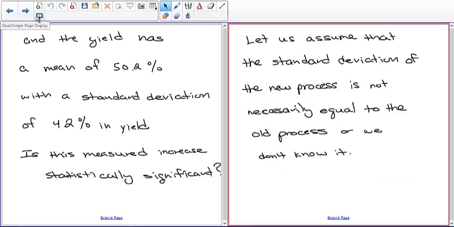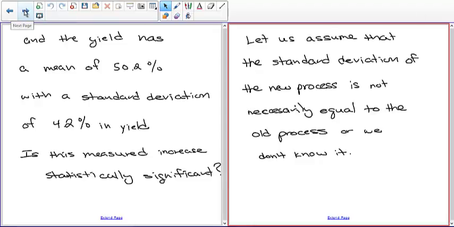And what we're going to do is we're going to assume that the standard deviation of the new process is not necessarily equal to the old process, or we don't know what it is. We don't know what the old standard deviation is. All we know is what the standard deviation is from our 20 measurements that we just did. We do know the previous mean, but we don't know what the previous standard deviation is, or they're not the same. So if we did, we might not have to use t-score. We could use z-score.